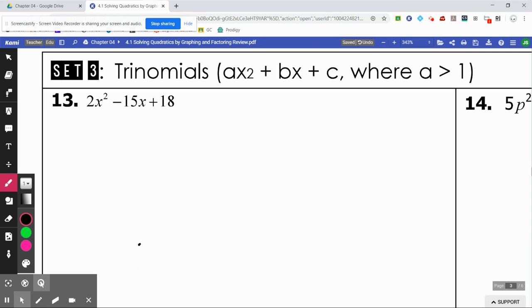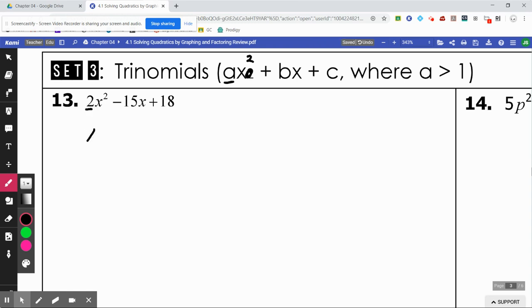Okay, on this section, we're doing the exact same thing except for our a value here on ax squared, and that squared should be up there. Our a value is going to be a number other than 1. Like in this first case, it's a 2, so we use what's called the slip and slide method. And here's the slip and slide method.